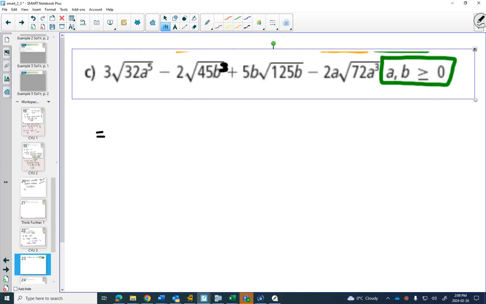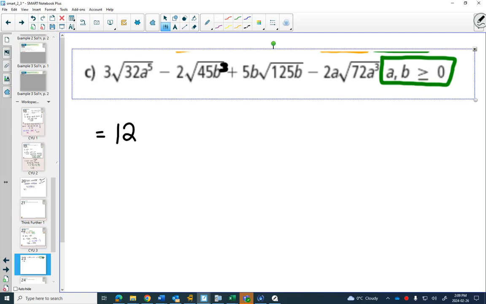So I see 16 and 2. The square root of 16 is 4. So that means a 4 comes out in front, giving me a 12. Okay? I think you'll make fewer mistakes in total if you can do more stuff with mental math.